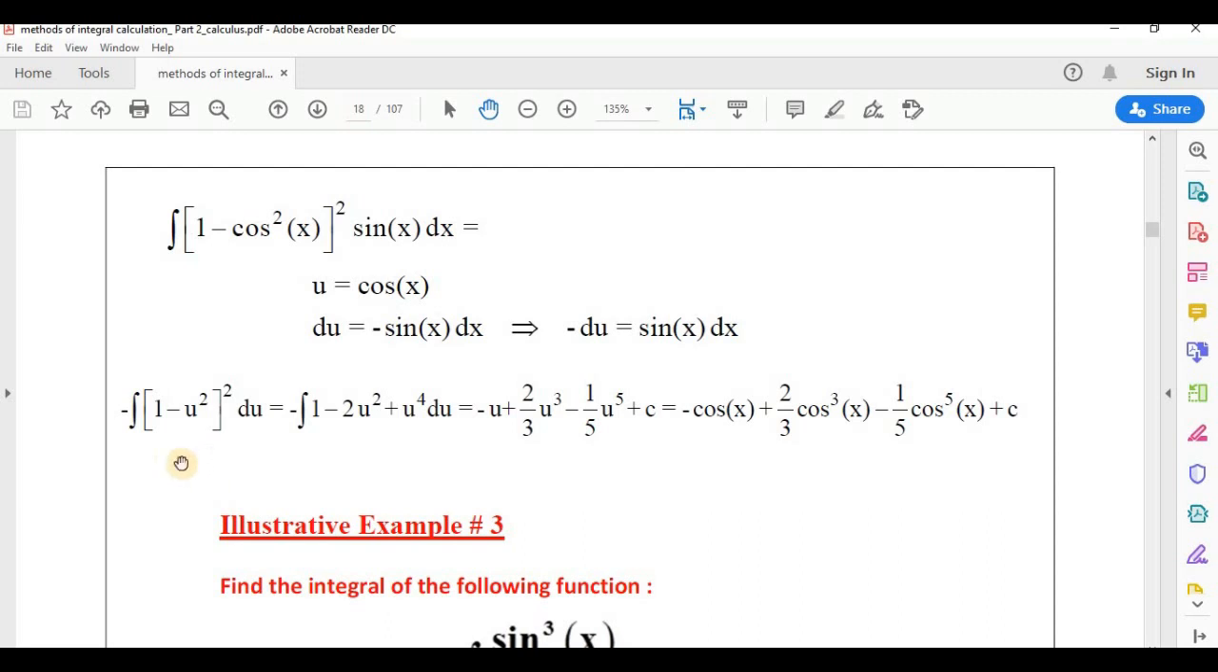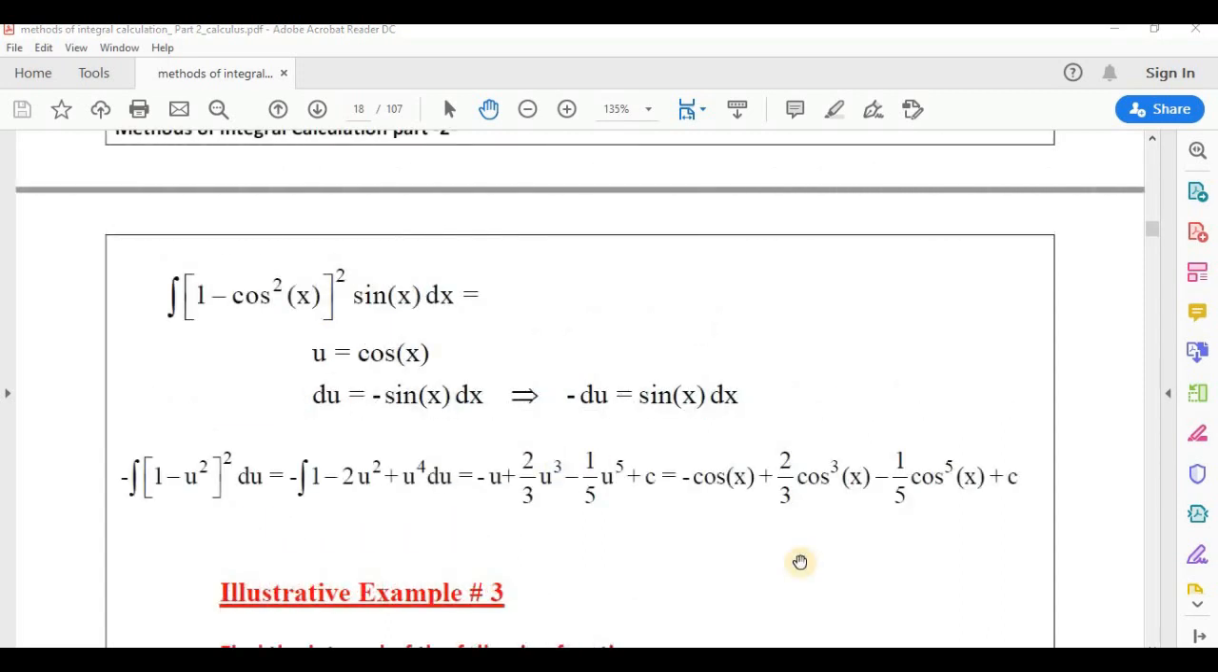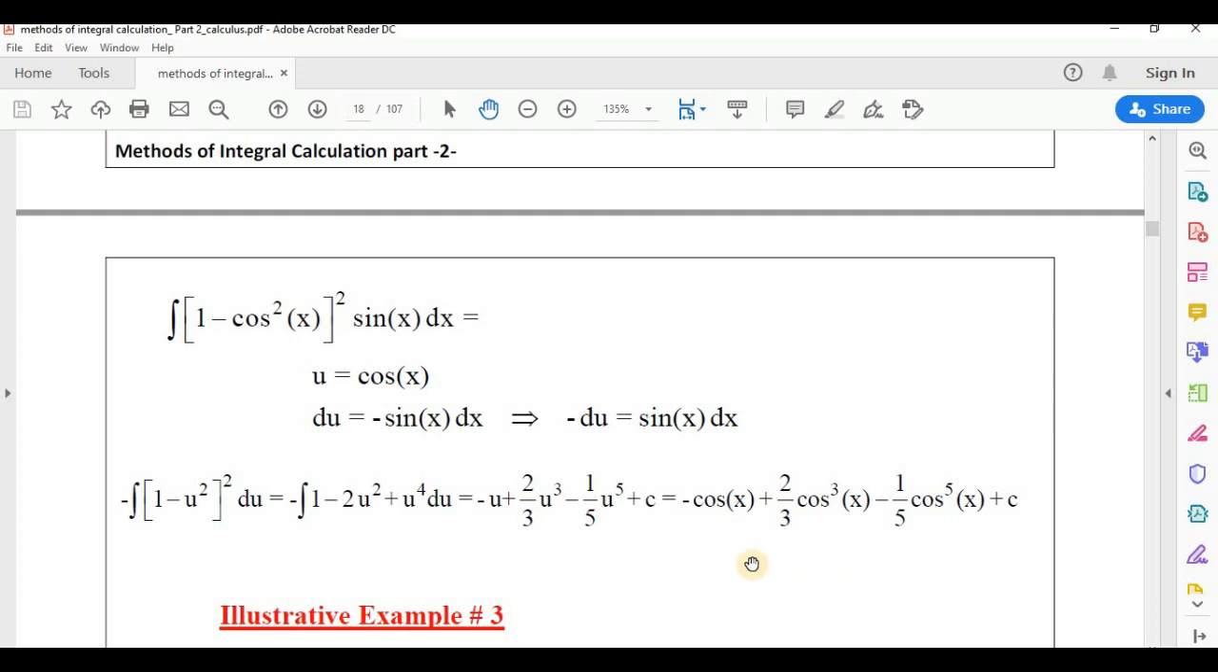How will we find this integral? By expanding the square, we will get this value. After finding the solution of this integral in terms of u, the last step, we will put the result of the integral in terms of x by substituting the value of u. And finally, we will get this final result.